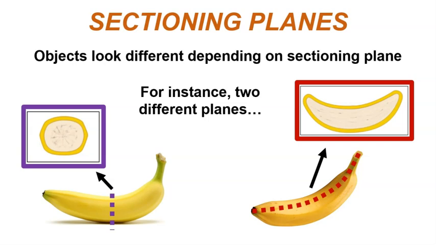So in this example, I started with a familiar object, in this case a banana, and I used two different planes to allow us to look internally at the banana. The purple plane on the left sectioned the banana at its width, that is, across its diameter, and allowed us to look through the middle of the banana, while the red plane on the right sectioned the banana along its length.